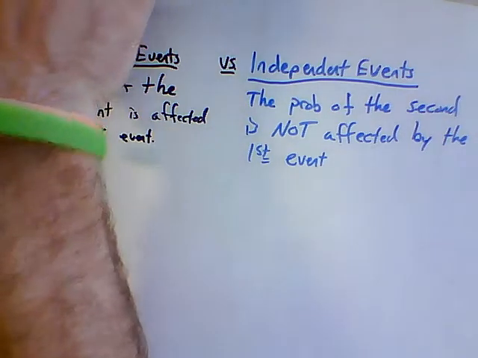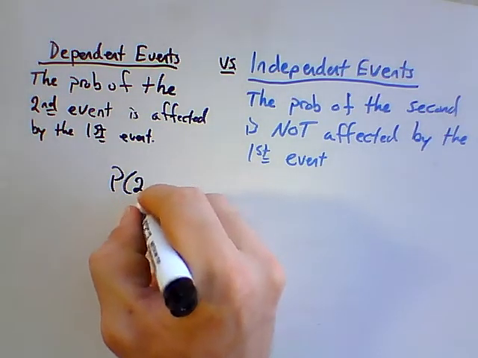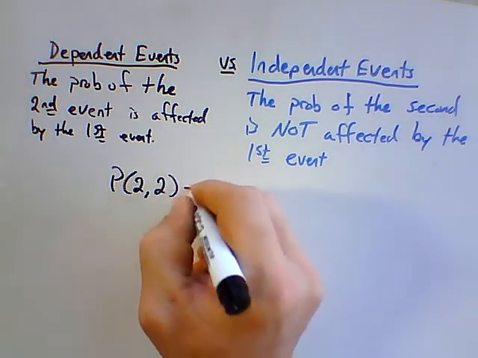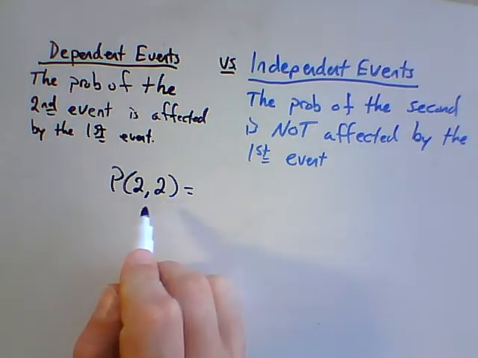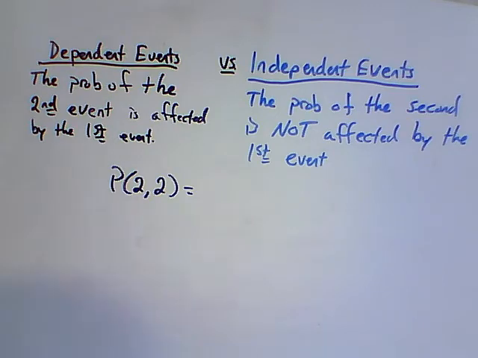So just to help you keep straight, let's say we're trying to get the probability of getting a 2 and then a 2. Alright, and these commas just show sequence, like you're doing this and then you want to do that. That's all the comma there means.